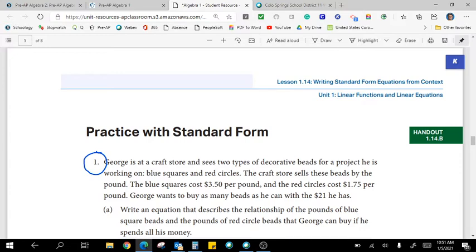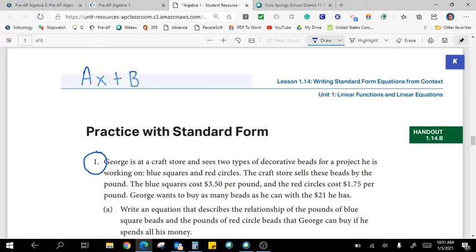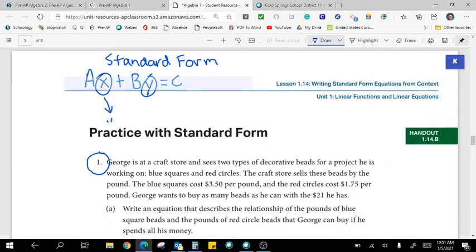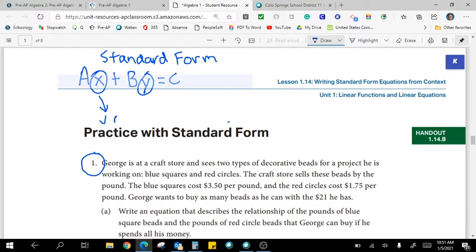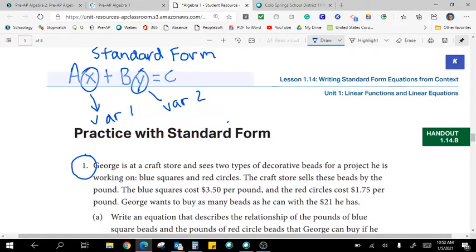A standard form equation is an equation that looks like this: ax plus by equals c. So we're going to have two variables, okay? This is standard form. Variable 1 and variable 2, two variables, right?